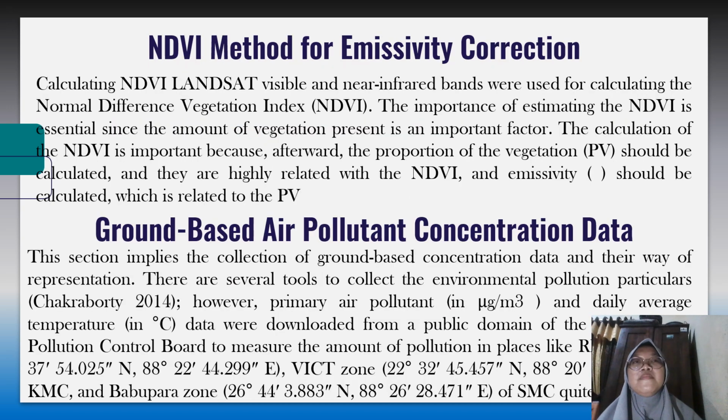Okay, the next material and method is the NDVI method for emissivity correction. Calculating NDVI: Landsat visible and near-infrared bands were used for calculating the normalized difference vegetation index, or NDVI. The importance of estimating the NDVI is essential science. The amount of vegetation present is an important factor.